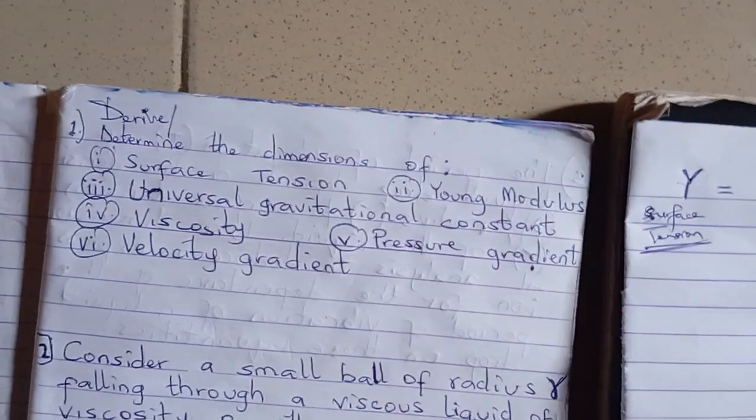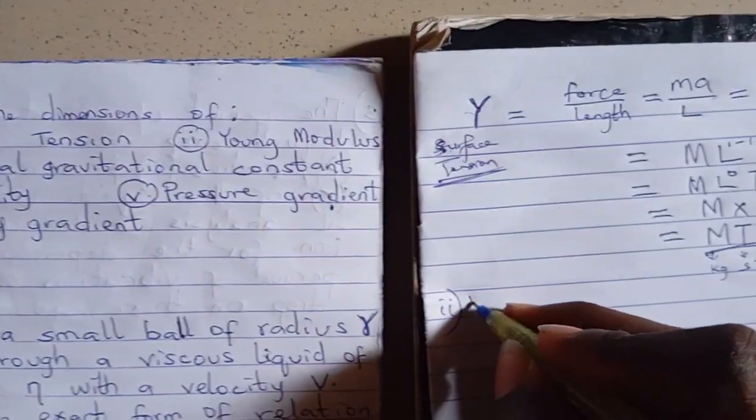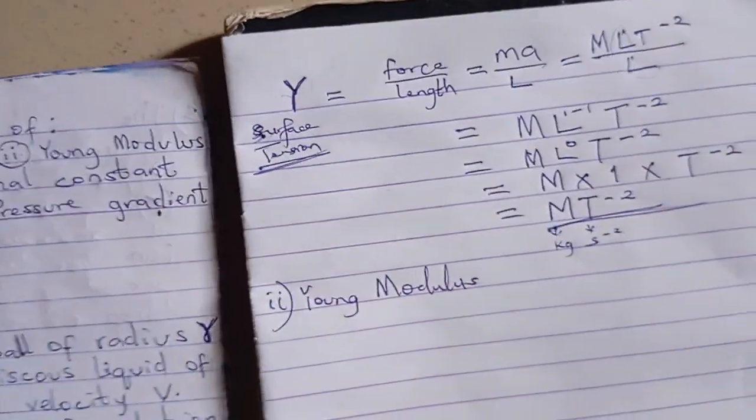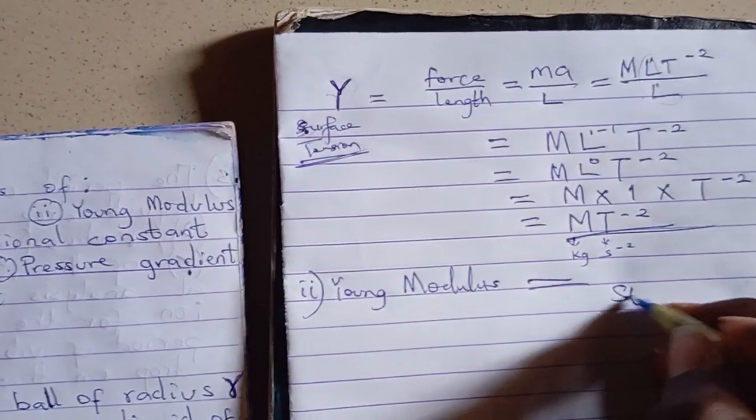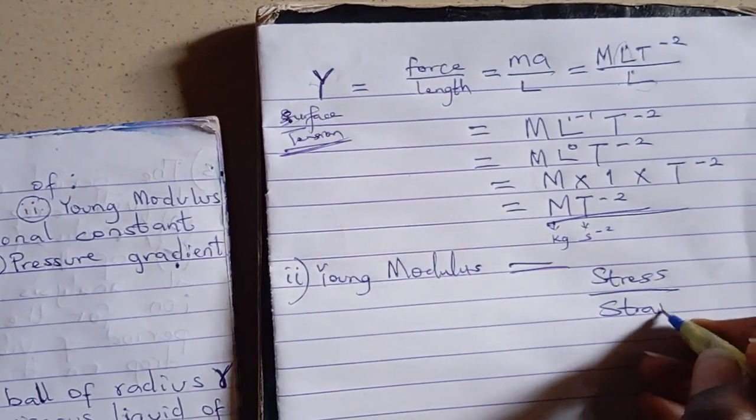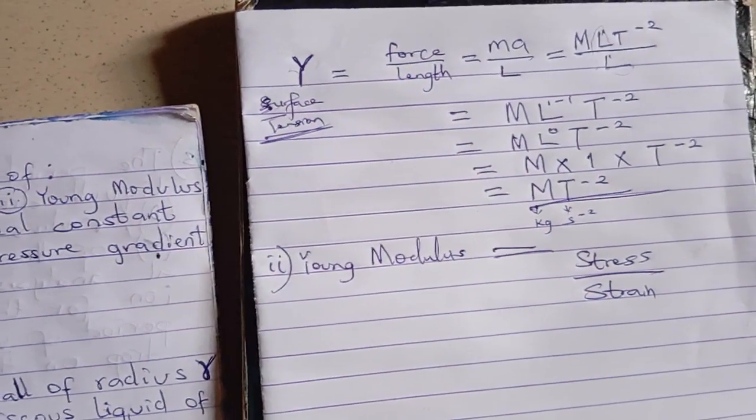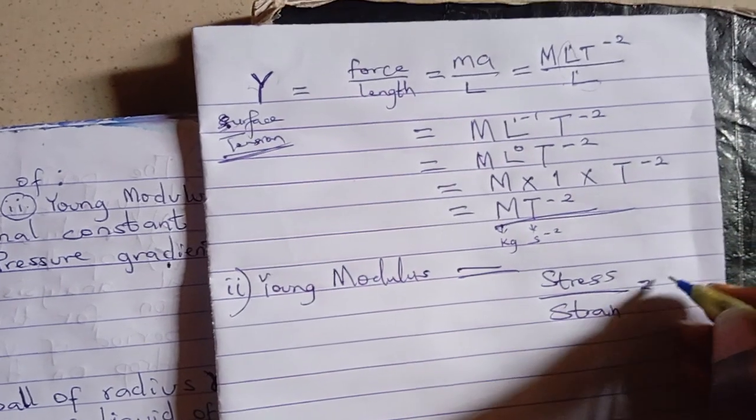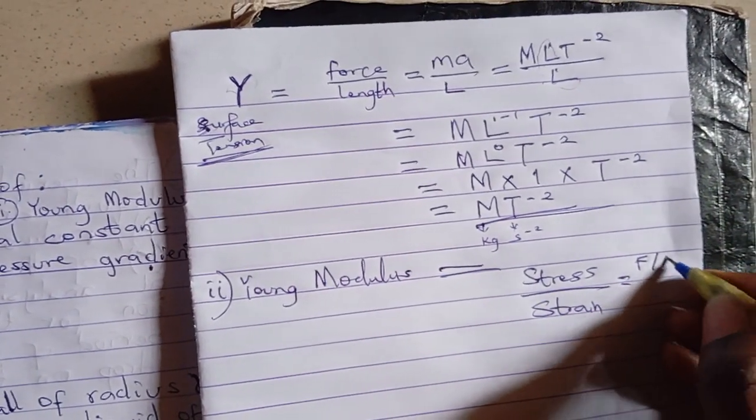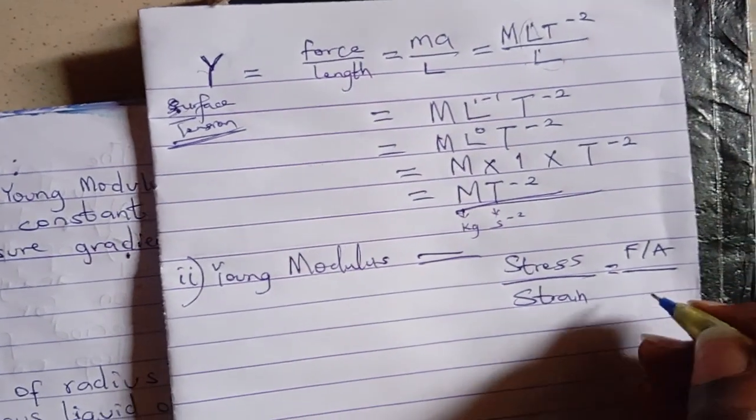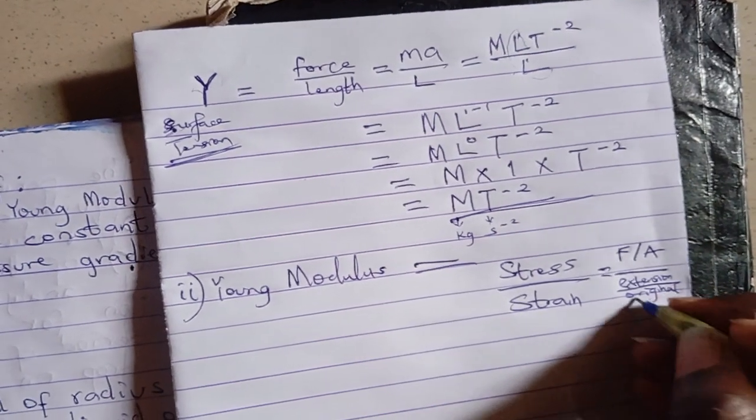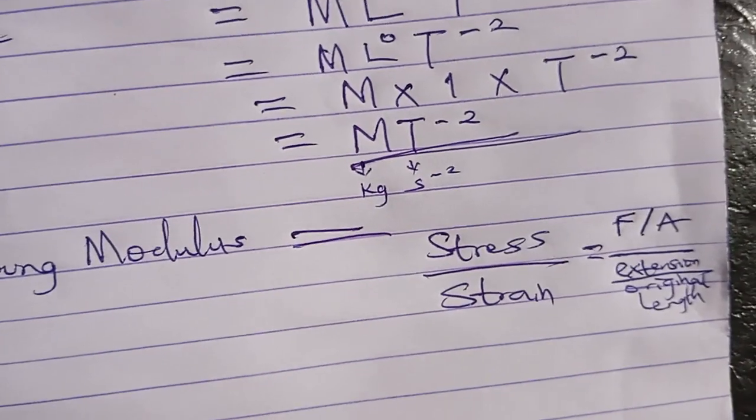So that is for surface tension. Alright, let's move to the second one. Second one is Young modulus. So we say that Young modulus is the ratio of stress to strain. Or we say it is the pressure due to extension. So we know that stress is the same thing as pressure, and it has the formula of force per area, force over area, while strain is simply extension all over original length.